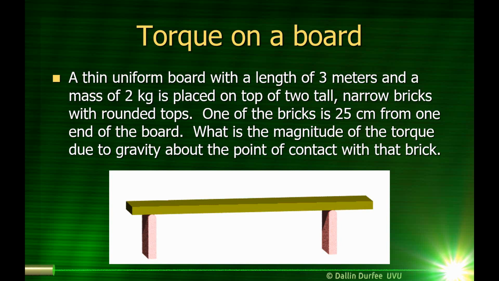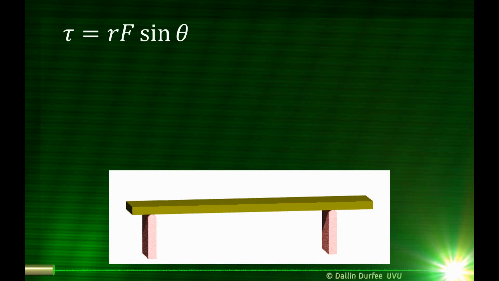Well, we're going to find the torque. Torque is just r F sine theta. And we're going to pretend like the force due to gravity is all concentrated at the center of mass of our board, halfway between the ends of our board. Well, the angle of gravity relative to the lever arm is 90 degrees. And of course, the magnitude of the force is m times g.